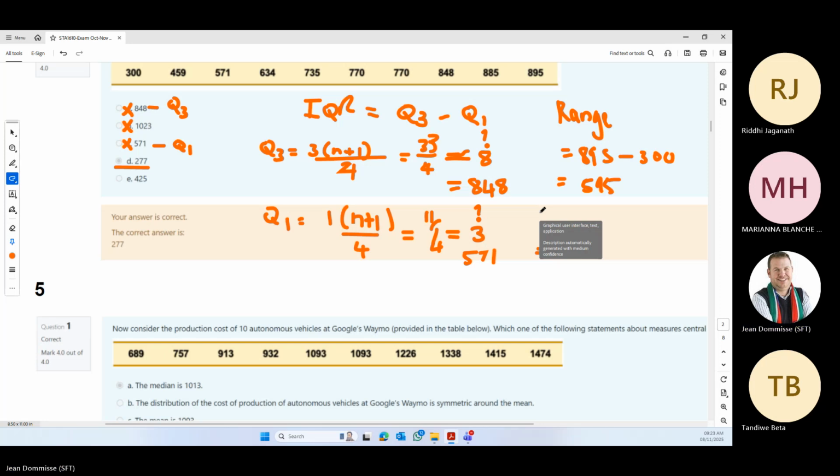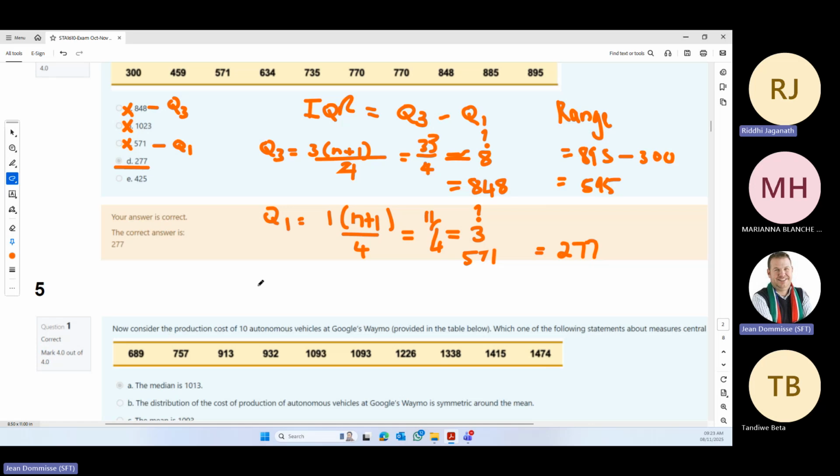Yes. Question. Good morning, sir. Good morning. I want to know, if it's 0.25, we go down to the number. If it's 0.75, we go up. If it's 0.5, do we then take the middle positions of the two?